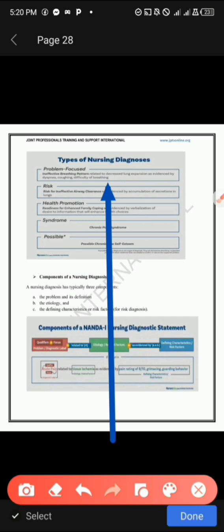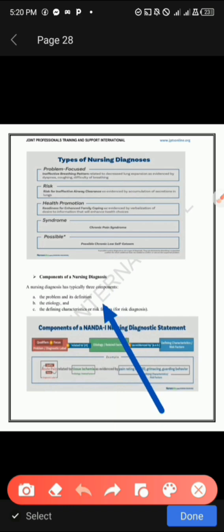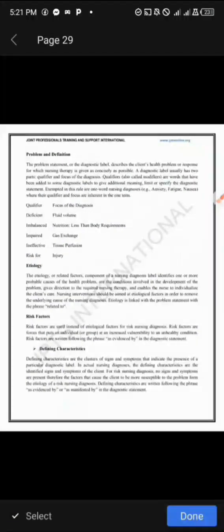Components of nursing diagnosis. Nursing diagnosis typically has three components: the problem and its definition, the etiology, and the defining characteristics or risk factors (in brackets for risk diagnosis). Components of NANDA: 1. Nursing diagnosis statement. You look at the diagrams, you see the examples, problems and definitions too. When you look at the problems and definitions, there are a lot of things.